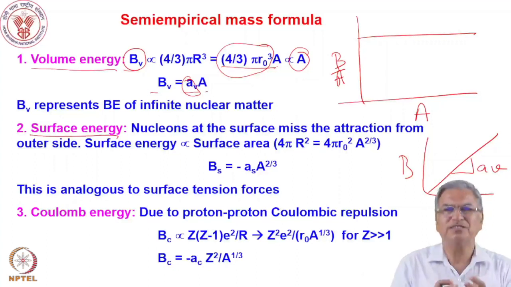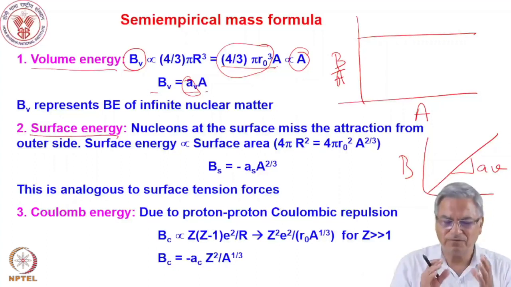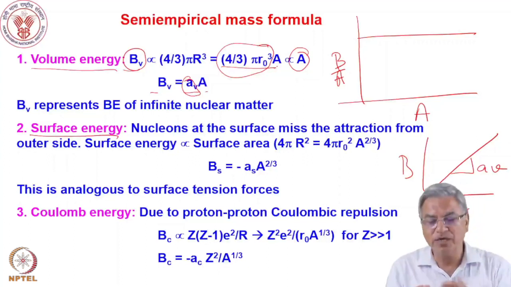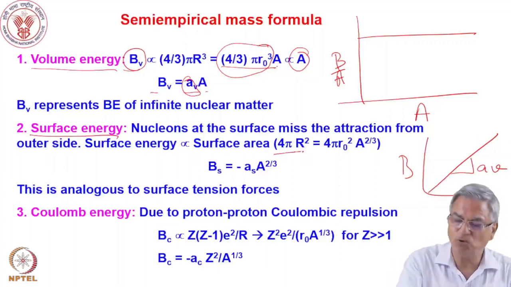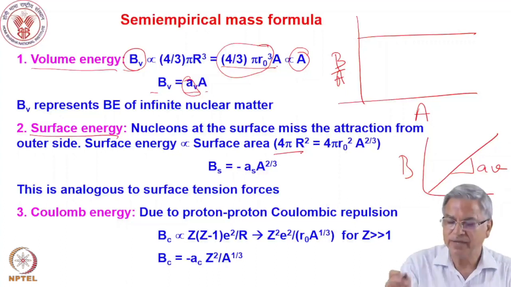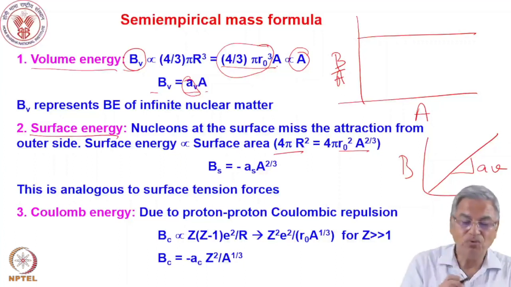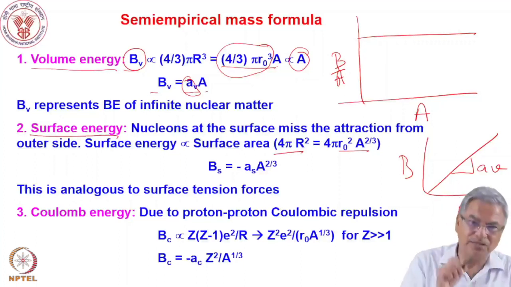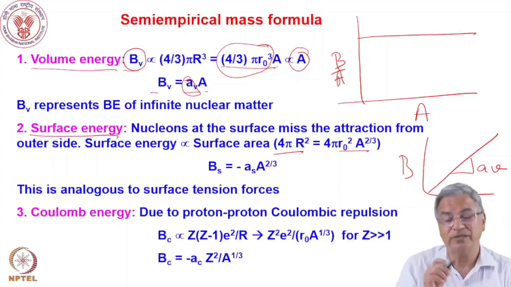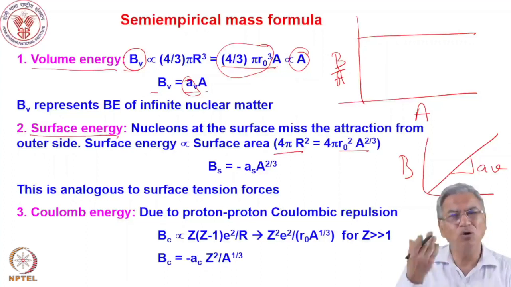So the surface energy is nothing but proportional to the surface area of the nucleus, and surface area is 4 pi r squared. You can again write r equal to r0 A raised to 1/3. So it becomes 4 pi r0 squared A to the power 2/3. Now you see here, the contribution of the nucleons at the surface has already been taken into consideration in the volume energy term. The volume energy term takes care of all nucleons in the nucleus, assuming that there is no surface.